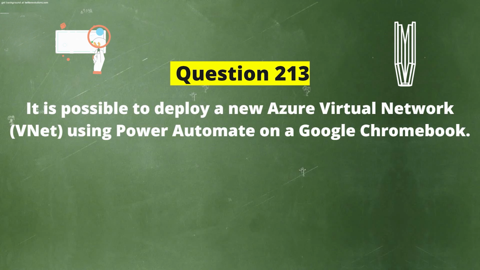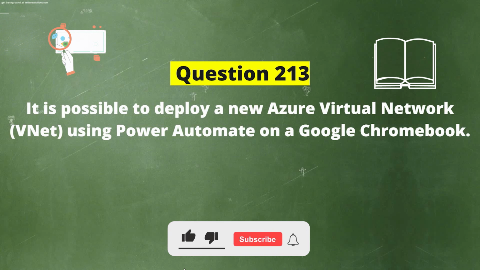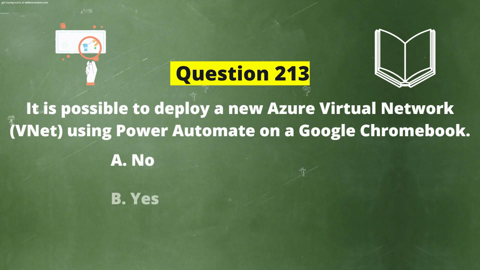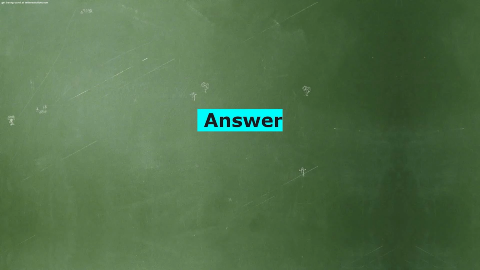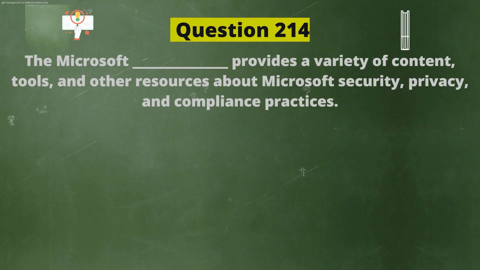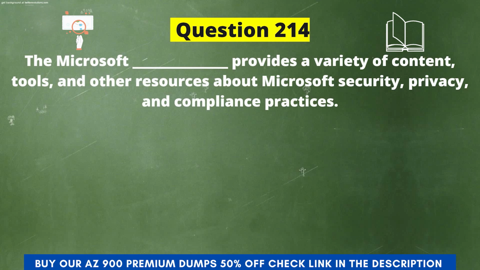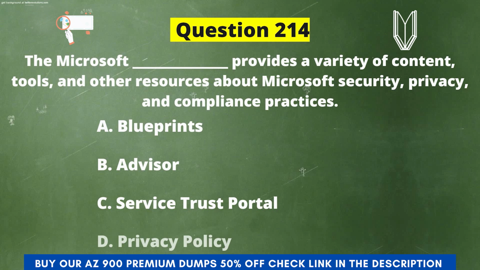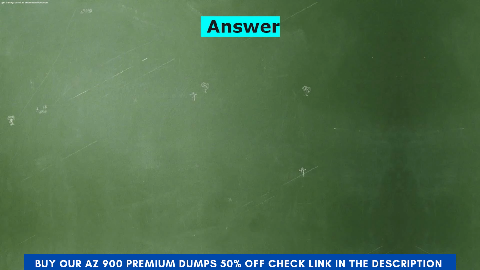Next question. It is possible to deploy a new Azure Virtual Network using Power Automate on a Google Chromebook. And the options are A. No, B. Yes, and the correct answer is option A. No. Next question. The Microsoft Service Trust Portal provides a variety of content, tools, and other resources about Microsoft security, privacy, and compliance practices. And the options are A. Blueprints, B. Advisor, C. Service Trust Portal, D. Privacy Policy. And the correct answer is option C.